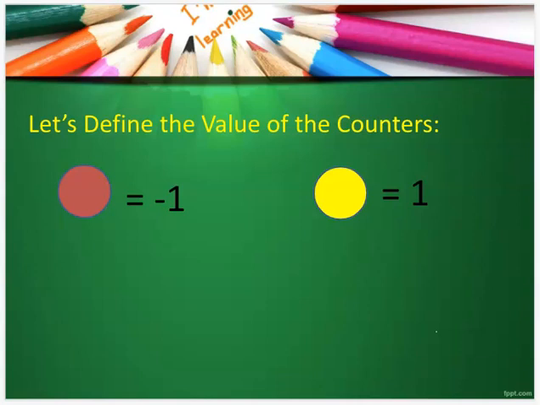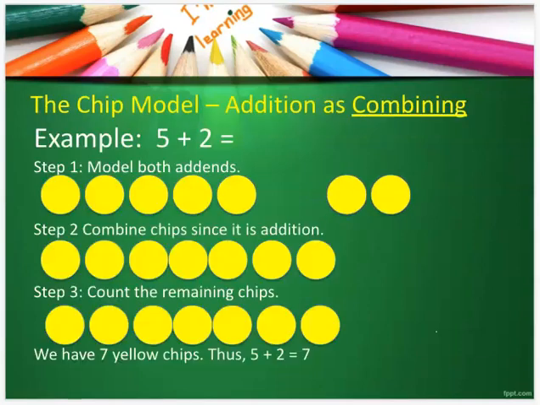All right, so we have those colored chips again. So remember, a red chip is negative 1 and a yellow chip is positive 1. Let's do some addition. So the chip model with addition, it's combining or joining like we did with whole numbers. And notice here we have 5 plus 2. Those are both positive numbers, so this could have been under whole number addition. So we're going to follow similar steps.